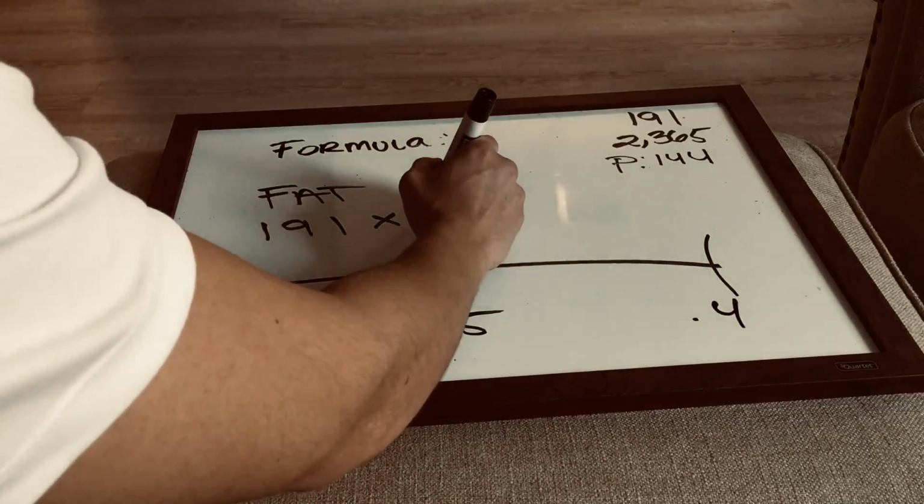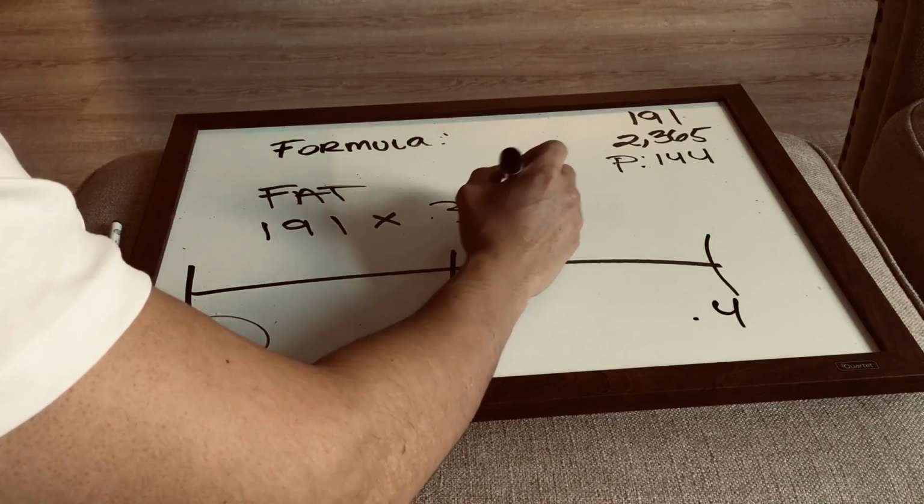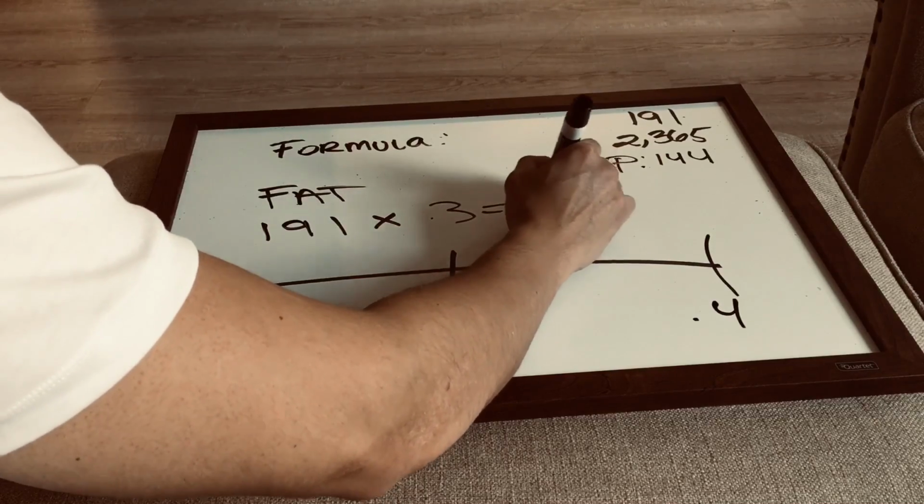So again, I'm going to go with a 0.3 because I'm definitely a carboholic. So that's going to give me 58.